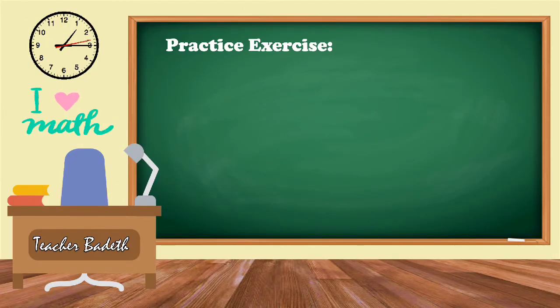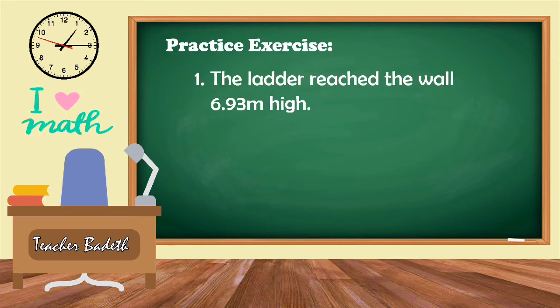The answers on your activity are: number 1, the ladder reached the wall 6.93 meters high, and x is equal to 17.53 meters. Did you get the correct answers? Very good!